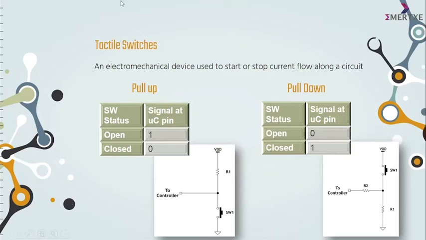There are two types of tactile switch current flow: pull up or pull down. This is an example of pull up. When the switch is open, the current will flow from VDD to the microcontroller pin, having a high signal, which is 1. When the switch is closed, the current will flow from VDD to the ground, having a signal of 0. Now in the pull down, when the switch is open, the current will never flow, so it has a signal of 0. When the switch is closed, the current will flow from VDD to the microcontroller pin, having a high signal, which is 1.